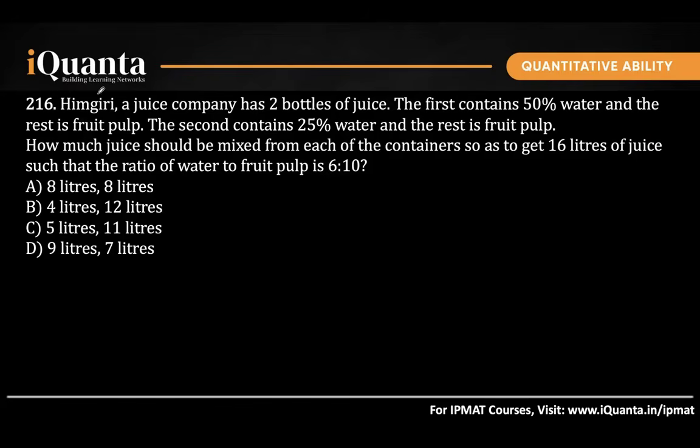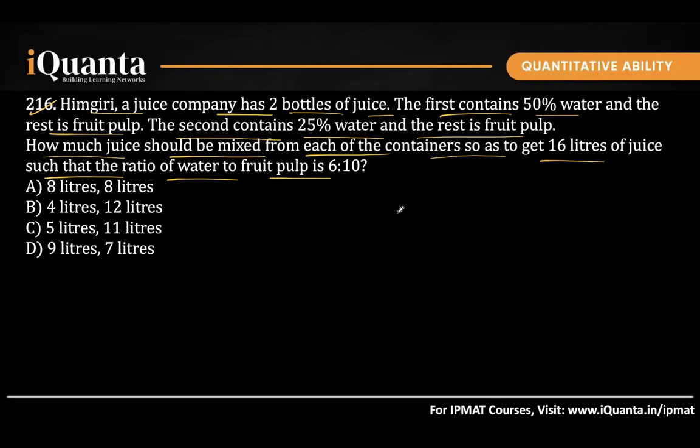Okay. Let's talk about this. Himgiri, a juice company, has two bottles of juice. The first contains 50% water and the rest is fruit pulp. The second contains 25% water and the rest is fruit pulp. How much juice should be mixed from each of the containers so as to get 16 liters of juice such that the ratio of water to fruit pulp is 6:10?